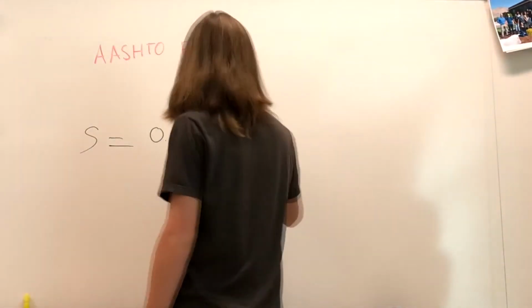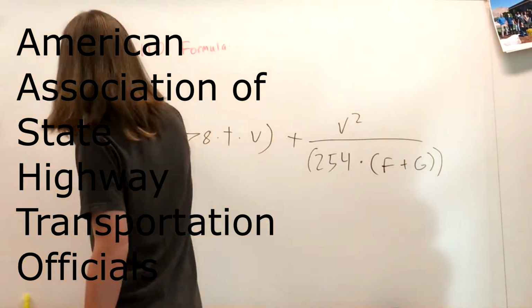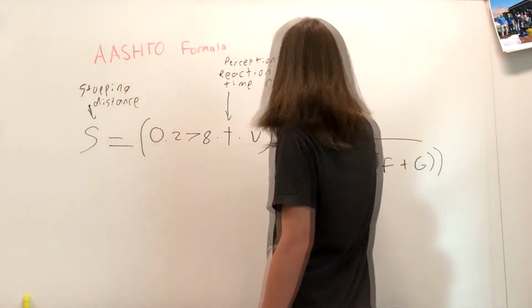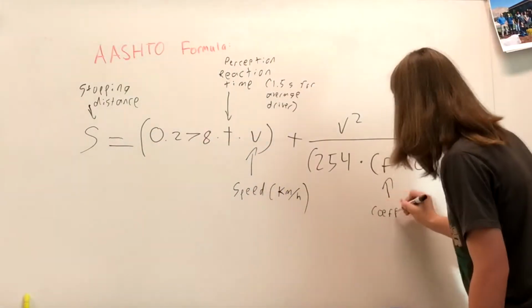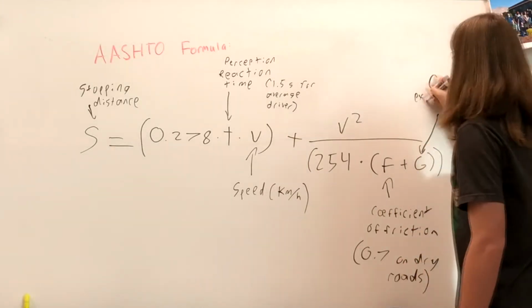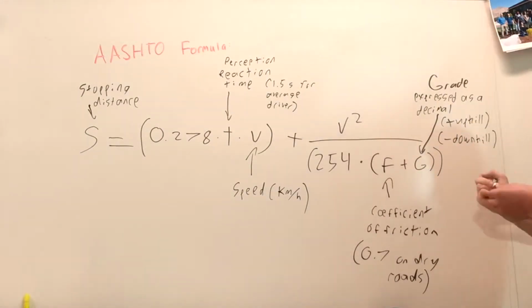Now that we have our grade, in order to calculate stopping distance, we use the AASHTO formula for stopping distance. This equation states that the stopping distance is equivalent to 0.278 multiplied by reaction time and then velocity, plus velocity squared over 254 times the sum of friction plus the grade of the road. This grade is positive on an uphill and negative on a downhill road.